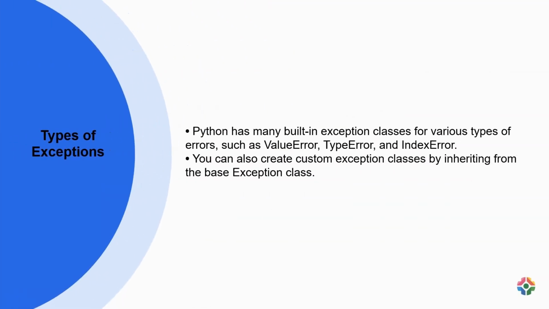Python provides several built-in exception classes like ValueError, TypeError, and IndexError to handle specific types of errors in code. These exceptions help in identifying and responding to errors effectively.